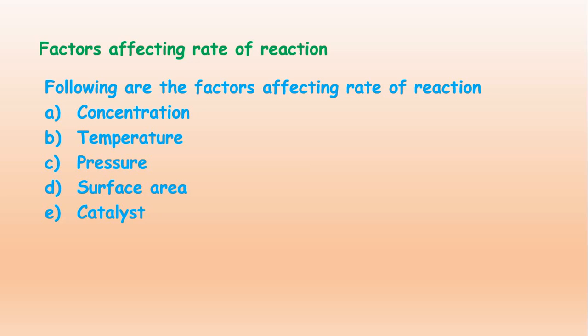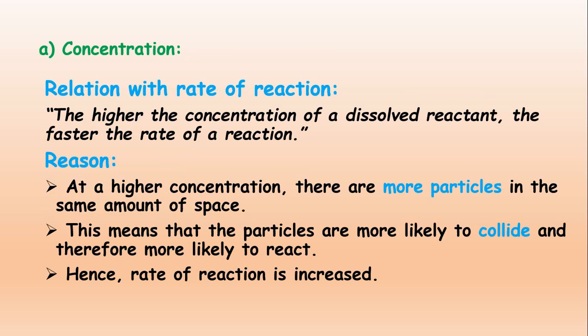This is one of the very important topics of the chapter energy changes or rate of reaction. The following are the main factors affecting the rate of reaction. Number 1 is concentration, number 2 is temperature, number 3 is pressure, number 4 is surface area, and the last one is the catalyst. Now let's look into detail one by one. Number 1 is concentration.